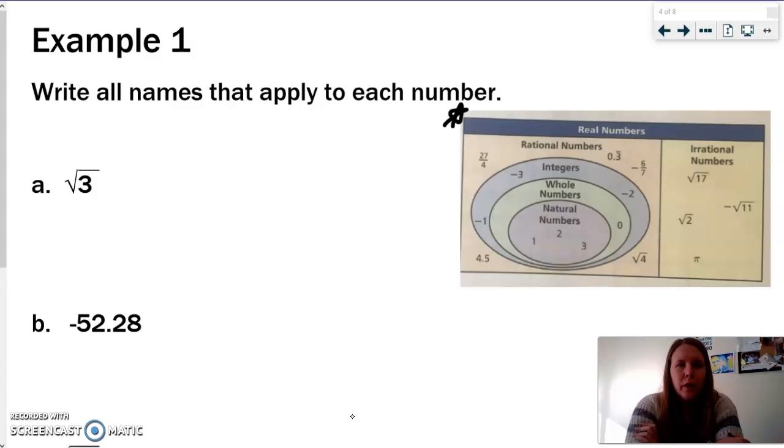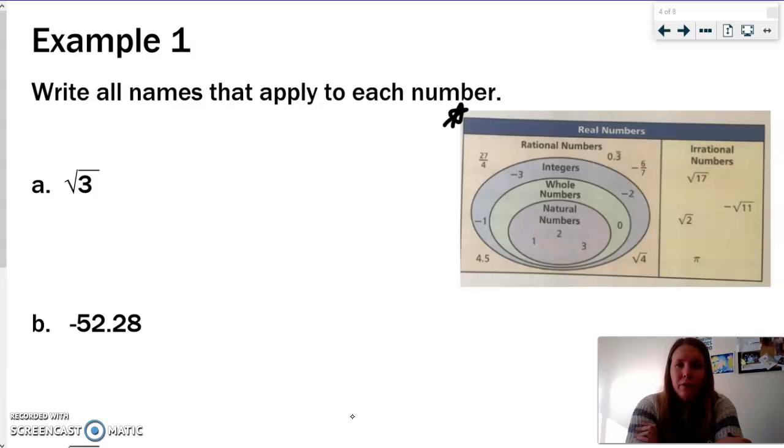So we have the square root of 3. Now, they talked about how square roots have to be perfect squares. Well, I know the square root of 1 is a perfect square because you get 1. And I know that the square root of 4 is a perfect square because you get 2.